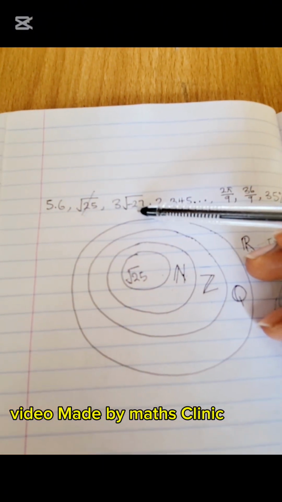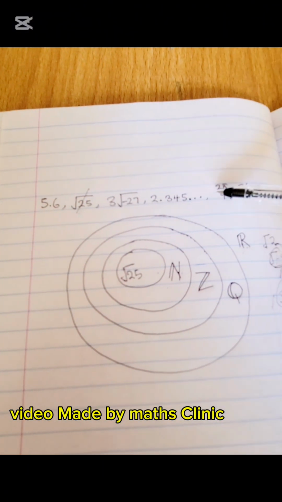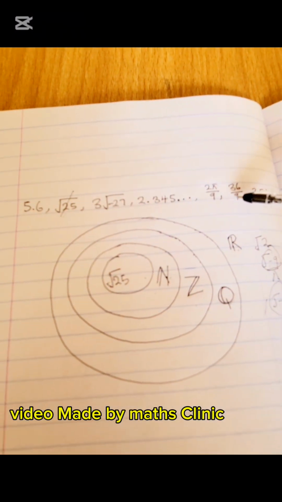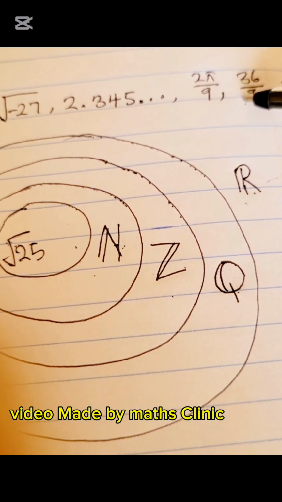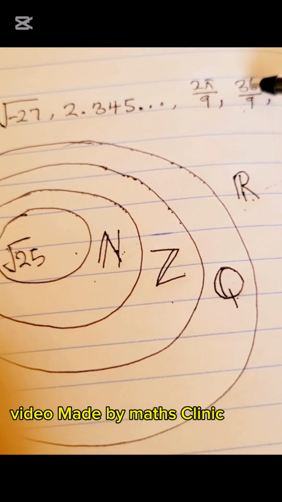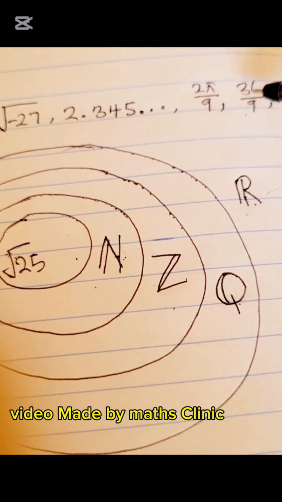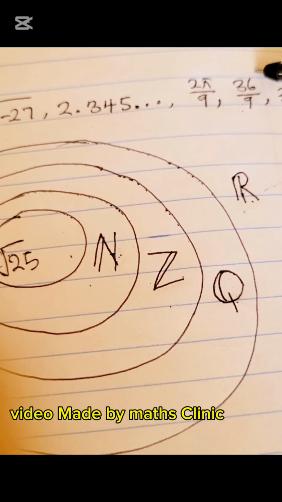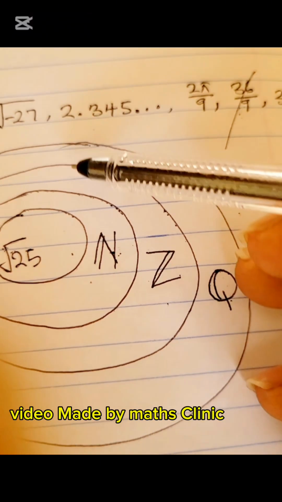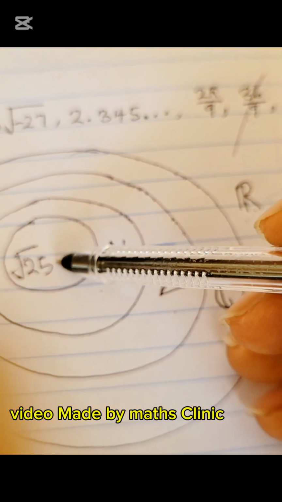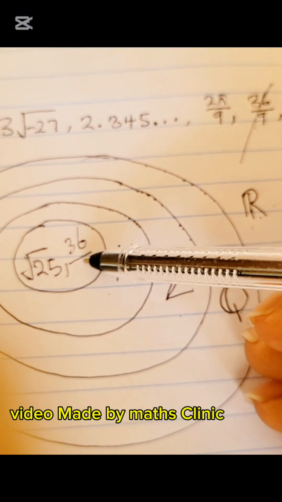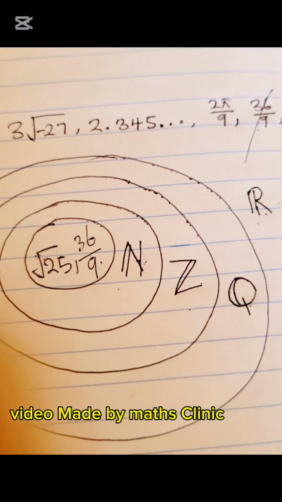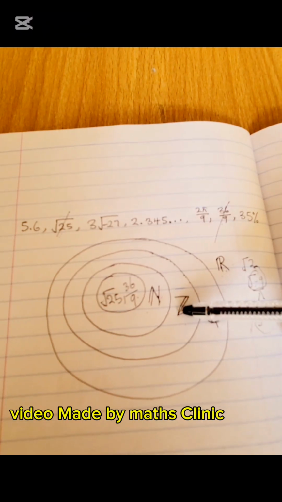This, no, it's negative. This, recurring, no. What about this? Yes. This is also a whole number, a positive whole number. 36 over 9 is 4. So it's part of the natural numbers. I'm going to write it here, 36 over 9, and strike it. So I'm done. Then move on to the next one.